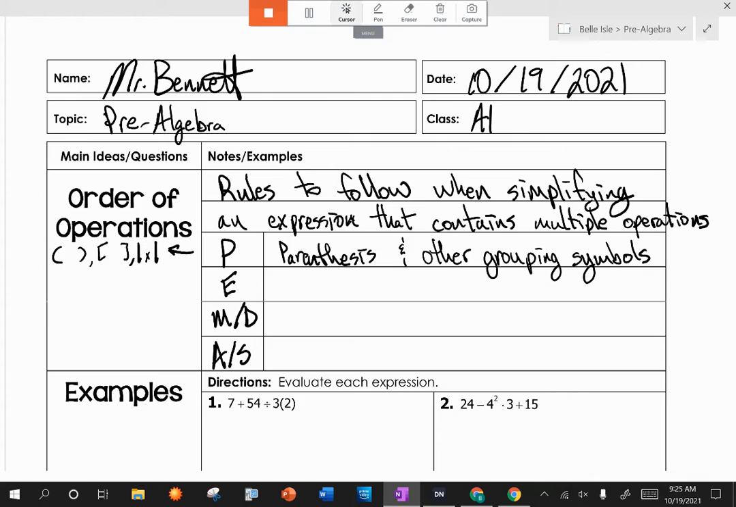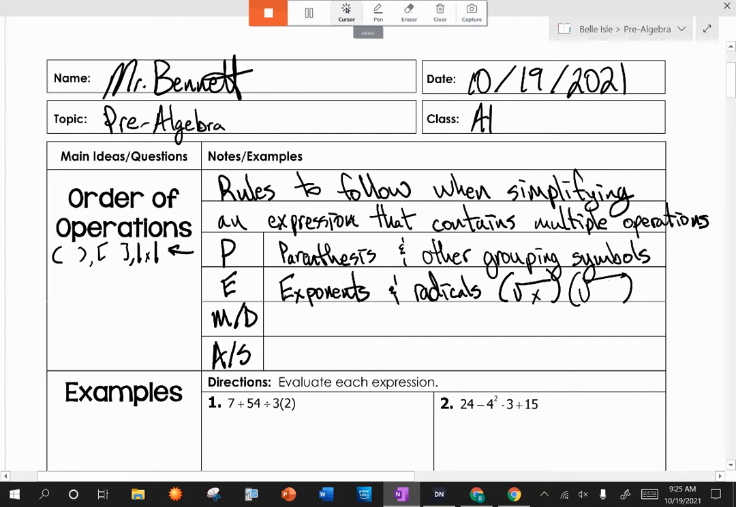Okay. The E. Exponents. Okay. Also, radicals. What's a radical? Okay, it's a square root symbol. Okay, and later in the year, we'll also work with cube roots. Okay, same thing, or along those same lines.